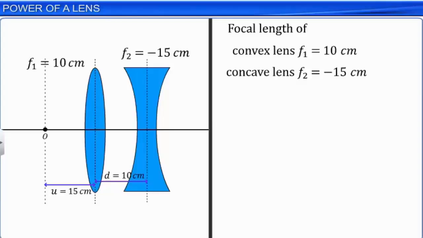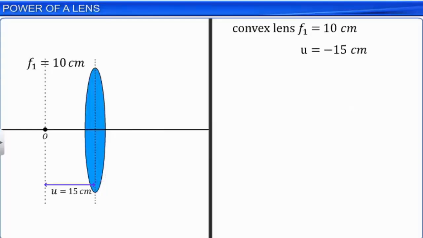First, let us find the position of the image I1 formed by the convex lens only. Let the image distance be V1. On substituting these values in the thin lens formula and solving for V1, we get V1 equal to 30 centimeter. Hence, the image is formed at a distance of 30 centimeter from the convex lens.